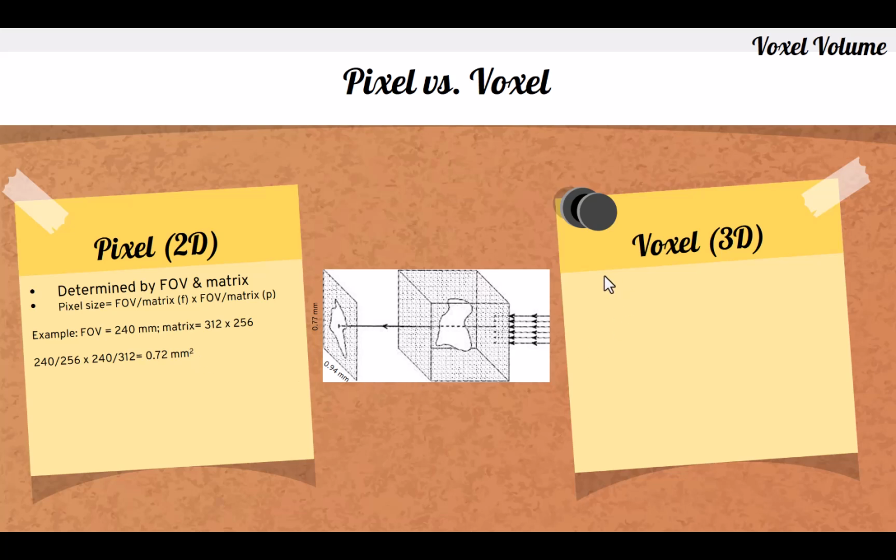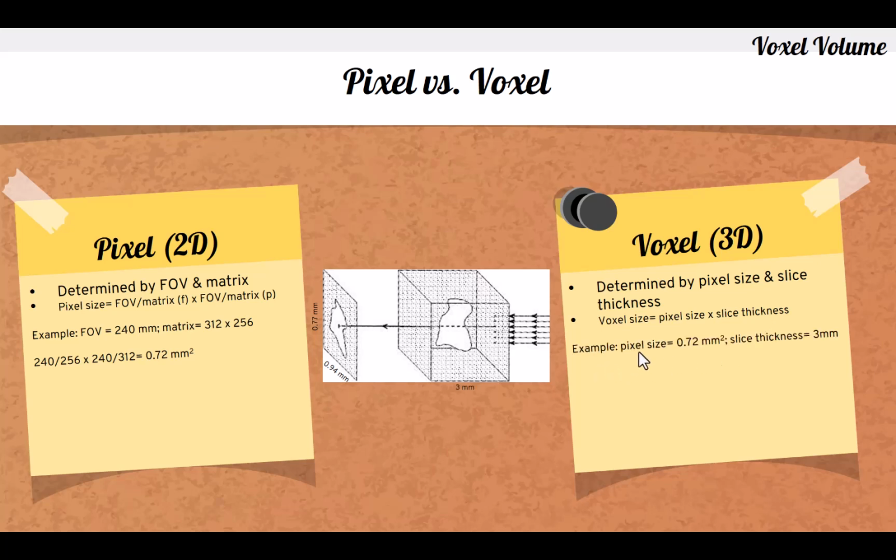Now let's talk about a voxel, which is three-dimensional. It is determined by pixel size and slice thickness, or the depth of the voxel. The voxel size is calculated by taking pixel size and multiplying it by the slice thickness. So for example, we take the pixel size from over here, 0.72 millimeters squared, and multiply it by the slice thickness, which is 3 millimeters. So 0.72 millimeters squared times 3 is equal to 2.16 millimeters cubed. And remember, the unit for voxel should always be millimeters cubed.